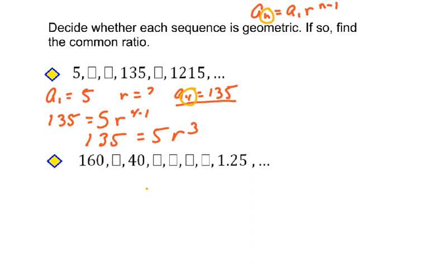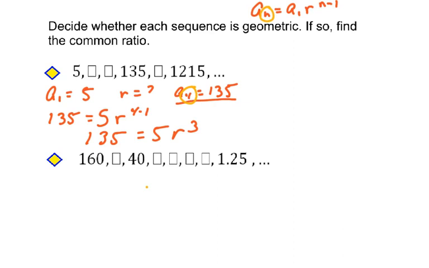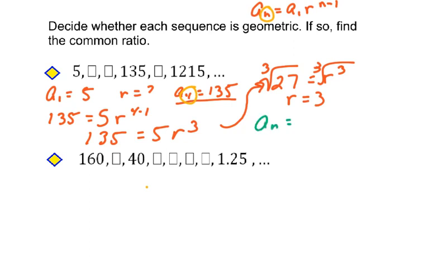Divide both sides by 5, and we get 27 is equal to r cubed. We take the cube root of both sides of the equation. And remember, when it's an odd index, we do not have to worry about absolute value. We get r is equal to 3. So if this is true, then a sub n for this would be equal to 5, our a sub 1, times 3 to the n minus 1 power.